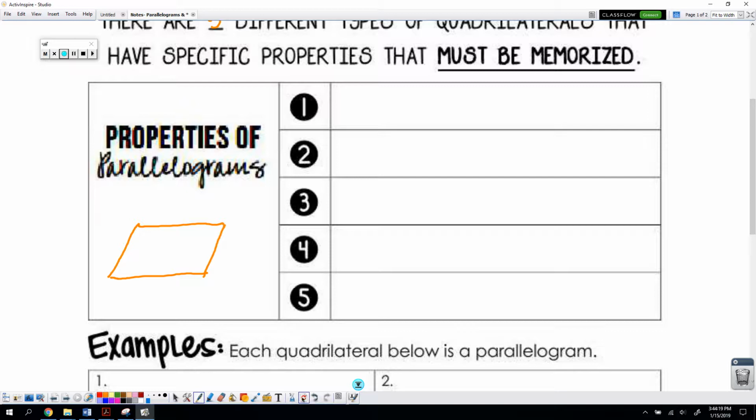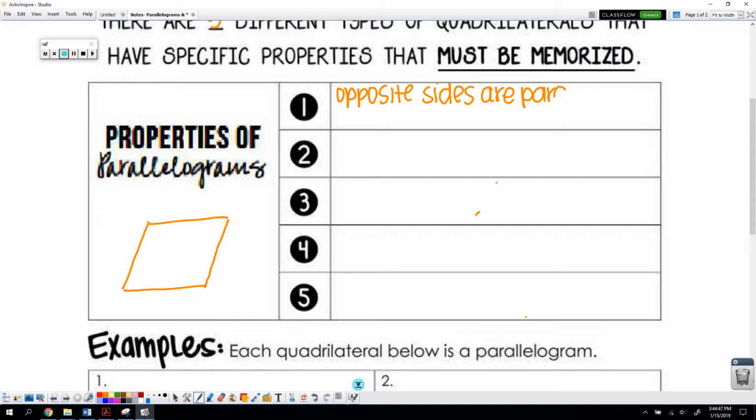Okay, let's try that again. Okay, so for property number 1, we have that opposite sides are parallel. So we're going to label our quadrilateral with letters so that we can talk about which sides are parallel. I'm going to ask that you put A, B, C, and D.